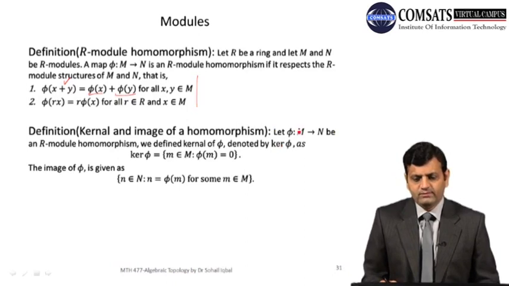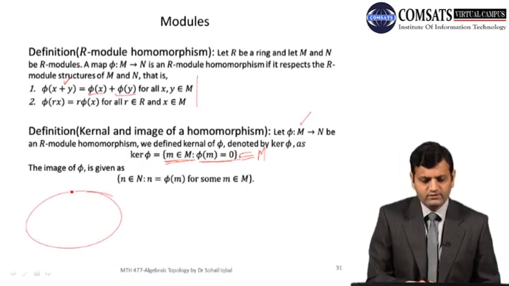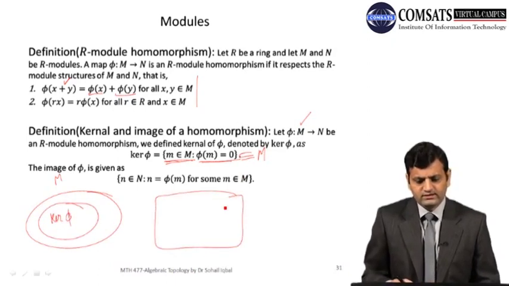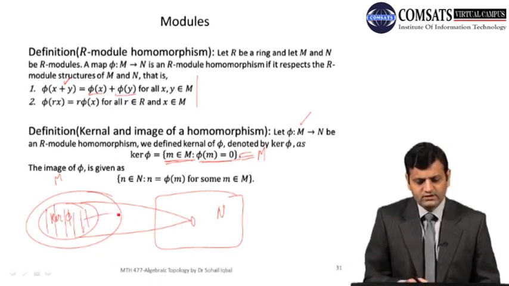So there will be some elements of M which will be mapping to 0 in N. N is also a module, so it must have an additive identity. All those elements of M which are mapping to 0 of N belong to the kernel of phi, and of course this kernel of phi is contained in M because these are all elements of M. So for example, if this is M, then this is the kernel of phi, and let's say this is N. All these elements are mapped to 0 of N. Each and every element of this set goes to this 0 of N.